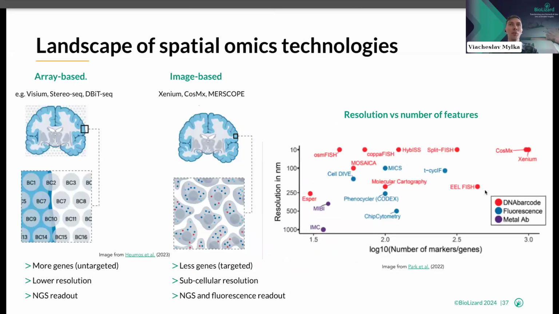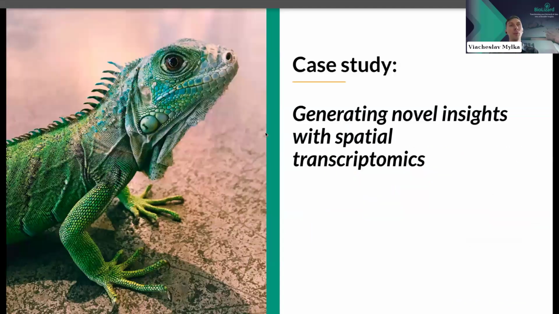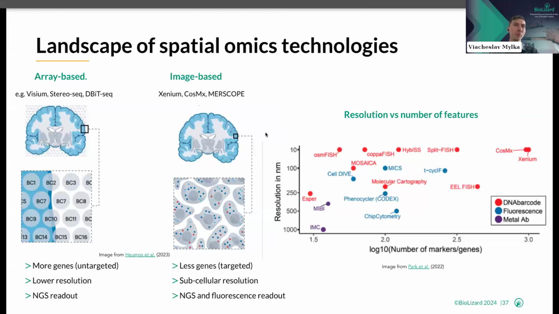So let's have a look at the classification of spatial technologies. To the left, you can see two groups of spatial transcriptomics technologies. The first one is array-based, for example, Visium and StereoSeq. These technologies can capture whole transcriptomes, so they are untargeted. However, at least for now, they have lower resolution compared to the second group, which I will be talking about a bit later. The readout here is next generation sequencing.